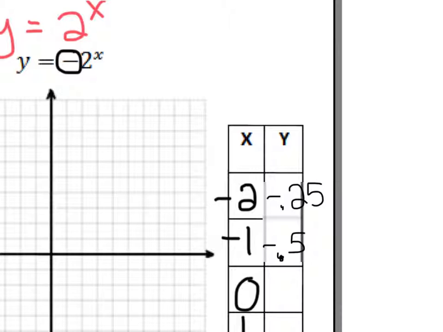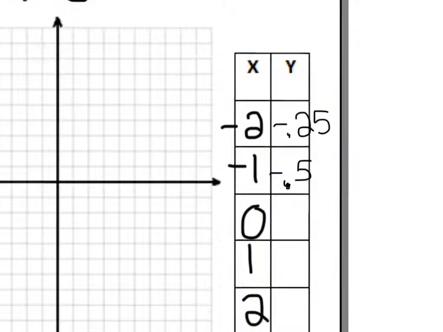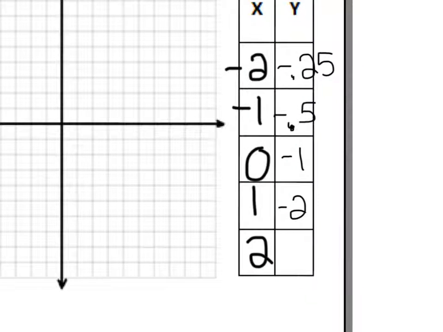In the chart, when I plugged in 0, I got 1. So that means this is going to be a -1. When I plugged in 1, the original parent function had a 2 there, so that means this will have a -2. And last but not least, when I had plugged in 2 on the first one, we got a 4, so this one's going to be a -4.